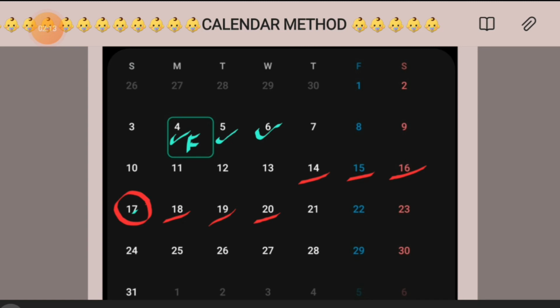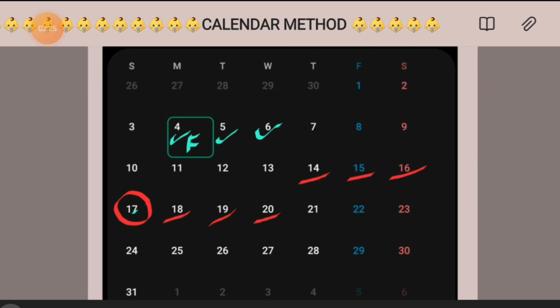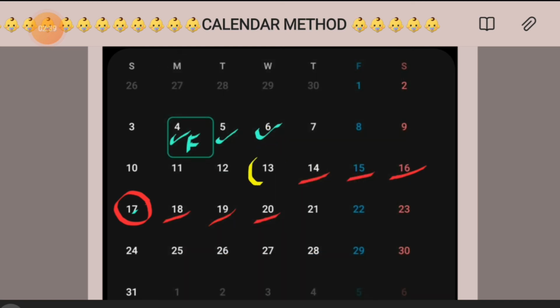But you should have contact with your partner 3 times a week, every other day. That is my suggestion, every other day, to avoid any stress between you and your partner. So you can do it on these days. You can do it on 13. Then 15, every other day, guys. On 15, of course, 17 and 19.